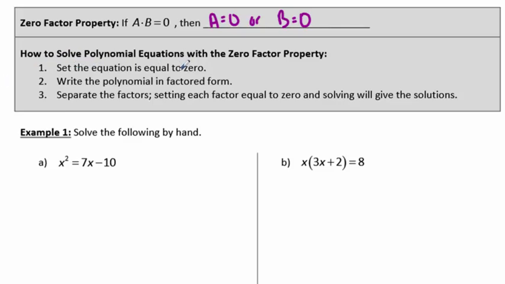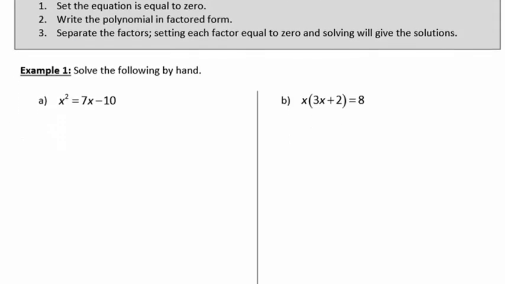First, set the equation equal to 0, then factor the polynomial. Now you've got a product equal to 0, and we know the only way for that product to be 0 is if either of the factors is equal to 0. Let's look at example 1.